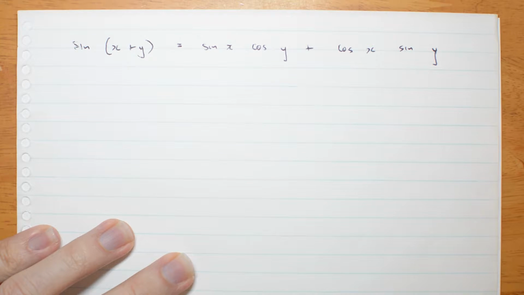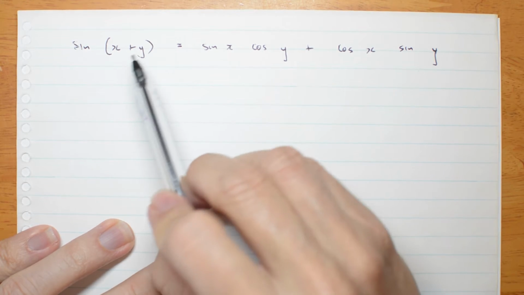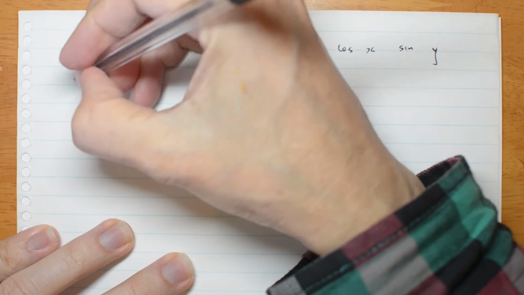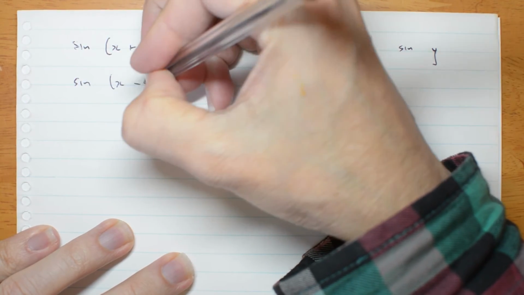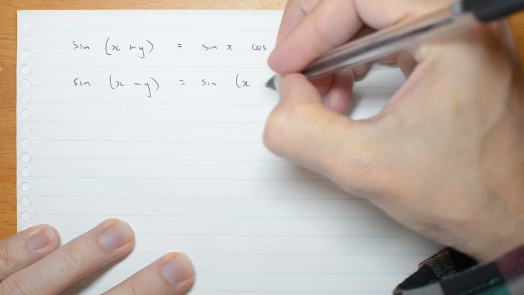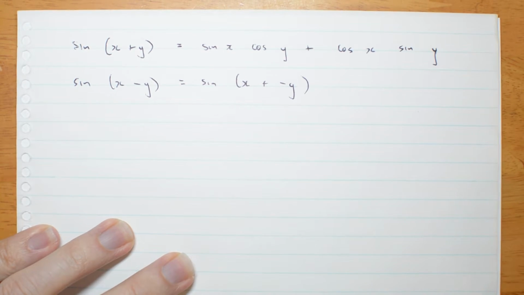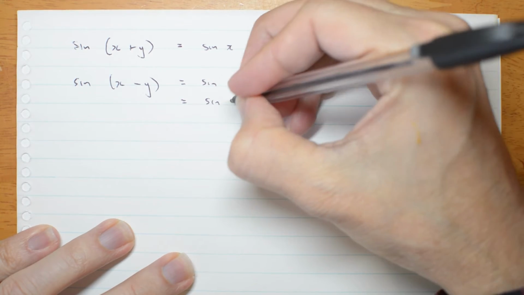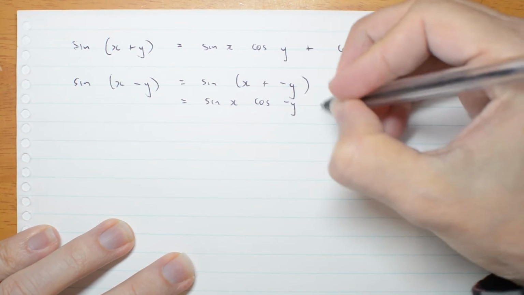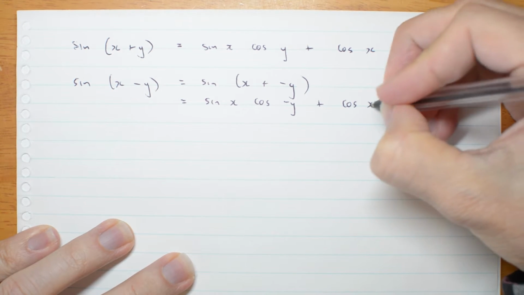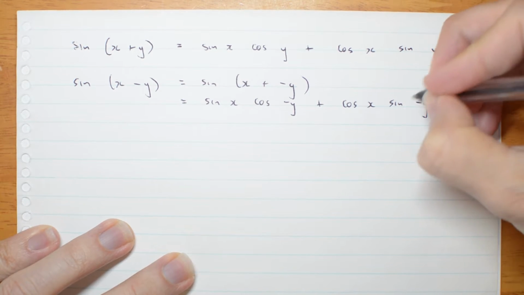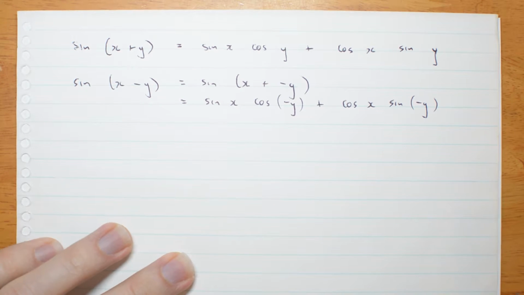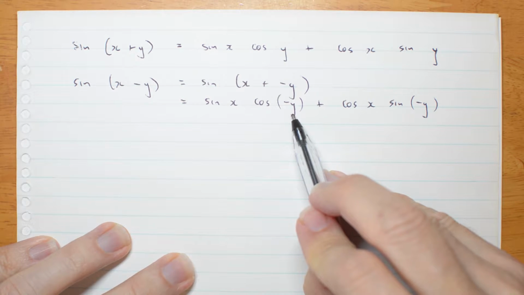Where to from here? Well, that's the angle sum rule. I can very easily get to the angle difference rule, because that's just sine of x plus negative y, which means it's this with a negative. Sine x cos negative y plus cos x sine negative y. But cos of negative y is the same as cos of y.